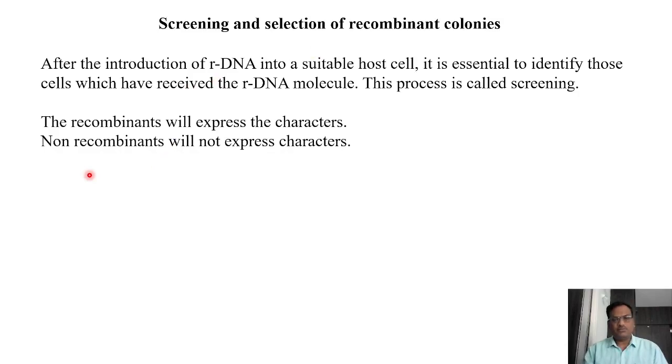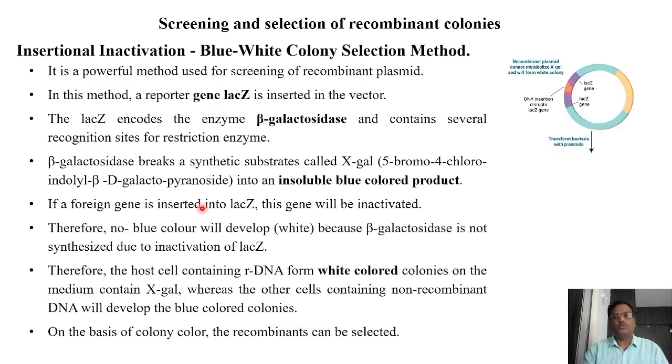So what is the basis of this screening? Very simple. The recombinant cells will express the characters because we have introduced some new genes into the target cells. Those new genes will express some characters, and the cells which fail to take up the recombinant DNA will not express the character. Based on this criteria, we are going to screen and select the cells.